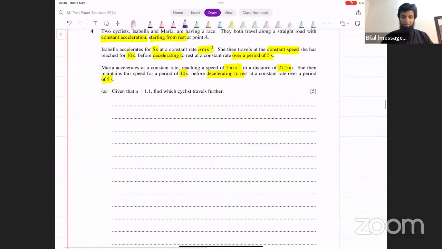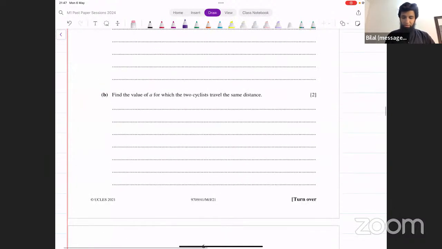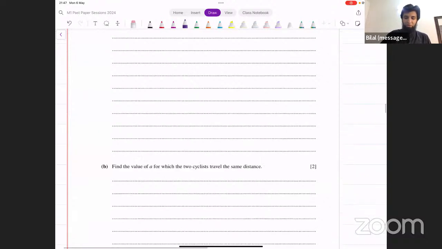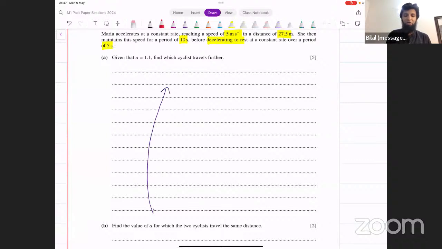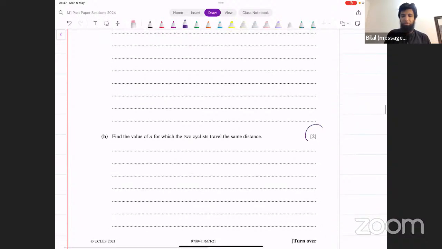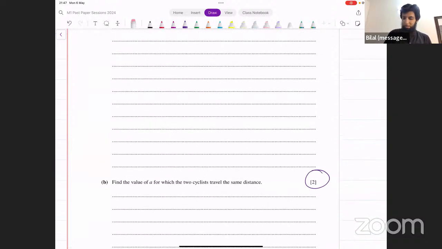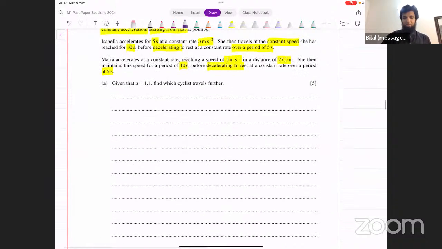Can you please repeat, sir? So they are saying the two cyclists travel the same distance. If they travel the same distance, what we can do is find their distance traveled in terms of A. Can we do that? Now, most of this work you would have already done in the first part. It's just that you would have input the value of 1.1 there. So it's 2 marks because you could use some of the working from the first part already for this. But now, since we haven't done the first part, let me do it completely.